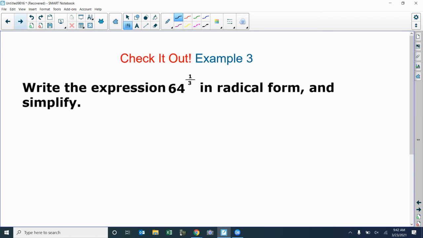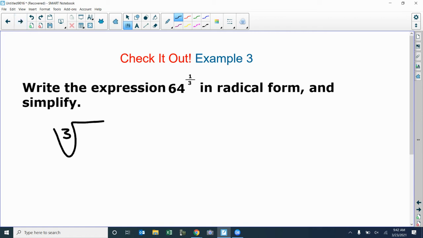Try another one. See if you can simplify that. You can write it in radical form, and then you can also use a calculator. You say 64 to the 1/3 power. But I am going to ask you to put it in radical form first. Hopefully feeling a little good about that.